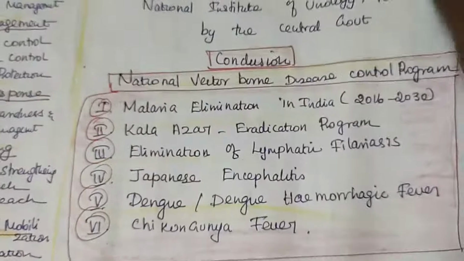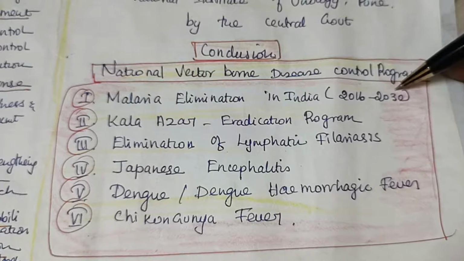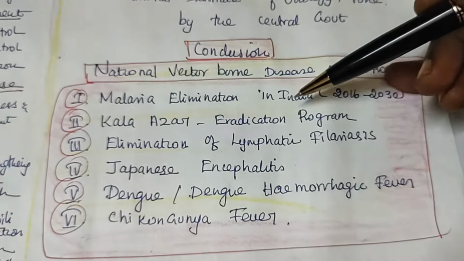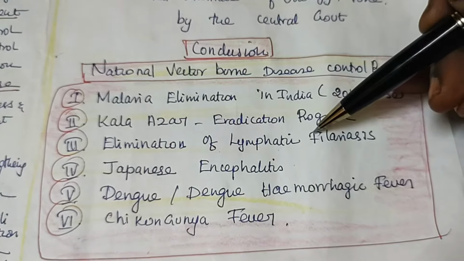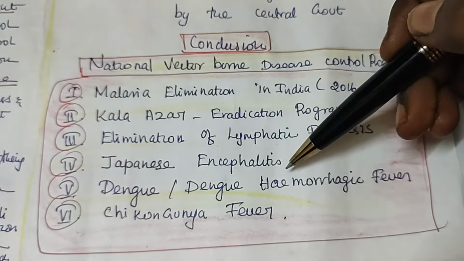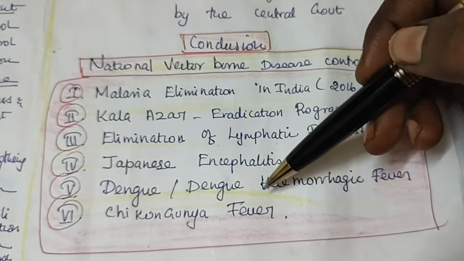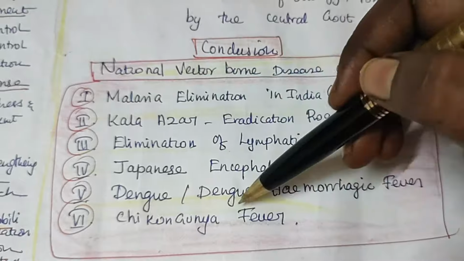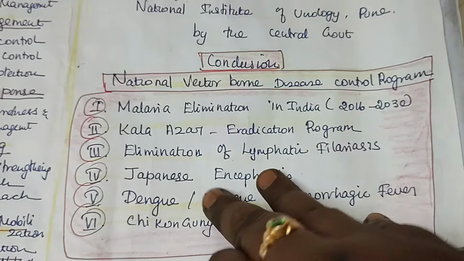So today we have seen the National Vector-Borne Disease Control Program. Mainly we have seen malaria, Kala-azar, lymphatic filariasis, Japanese encephalitis, dengue and dengue hemorrhagic fever, and chikungunya. Dengue only will lead to dengue hemorrhagic fever. Thank you.